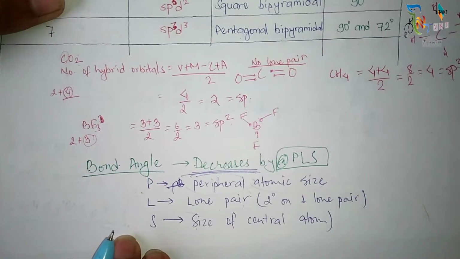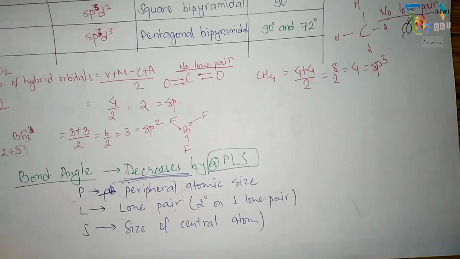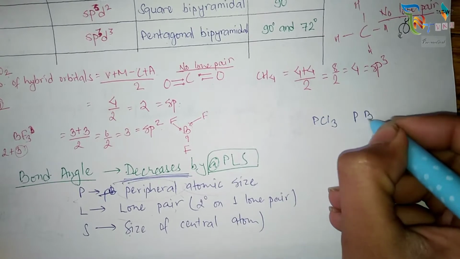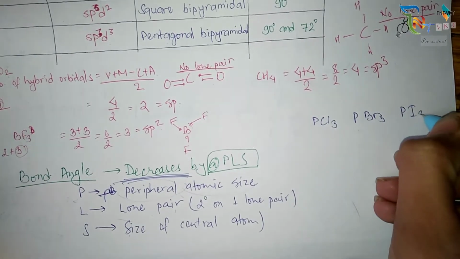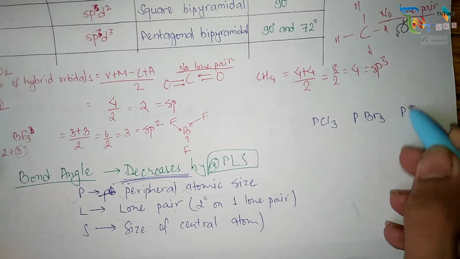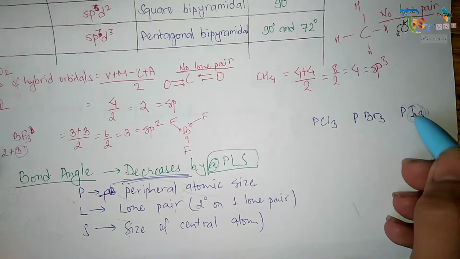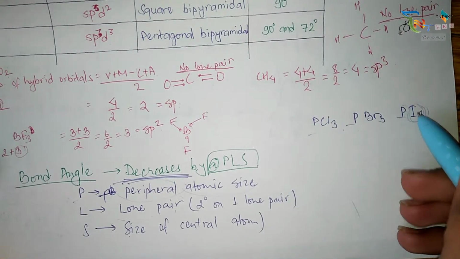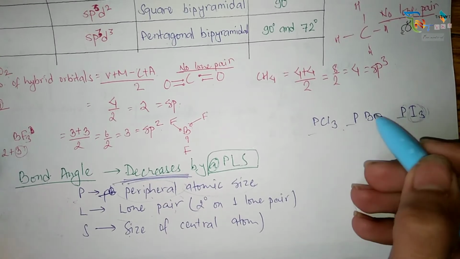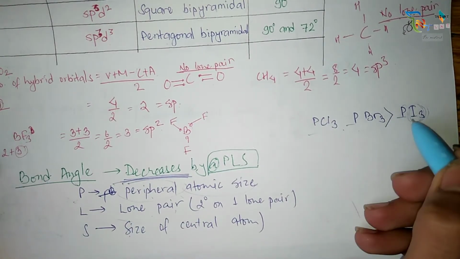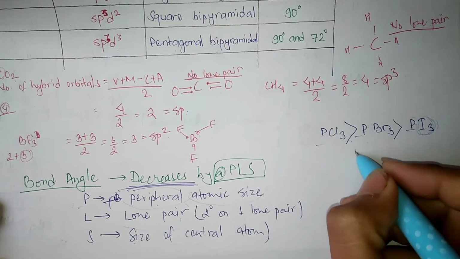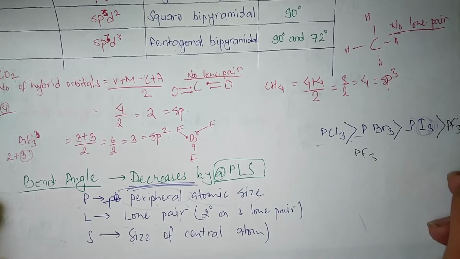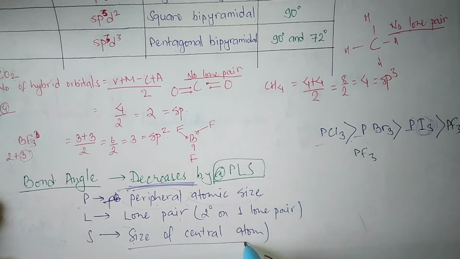Now let's talk about peripheral atomic size. Let's take the example of PCl3, PBr3, PI3. The atomic size of iodine is maximum while the central element phosphorus is the same. So PI3 will have the largest peripheral atomic size and the smallest bond angle. But there is an exception with PF3, and it will be at the last, although it has the smallest peripheral atom.